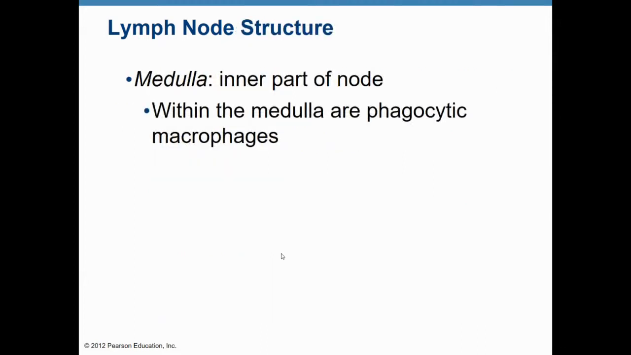And then we have the medulla. So we have the cortex of the lymph node, and there's an inner medulla. And the inner medulla of the lymph node is going to contain our phagocytic macrophages. So those generalist white blood cells will basically just engulf anything that doesn't belong.